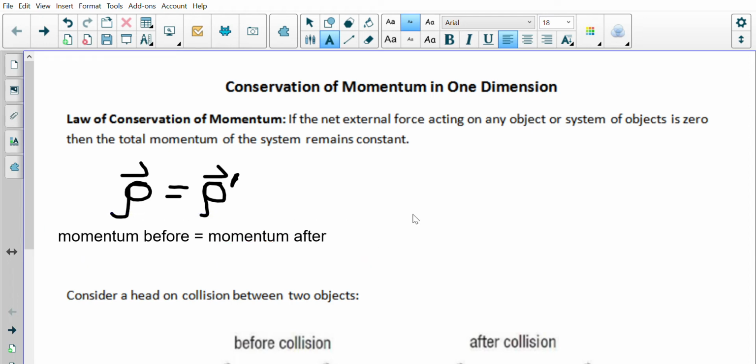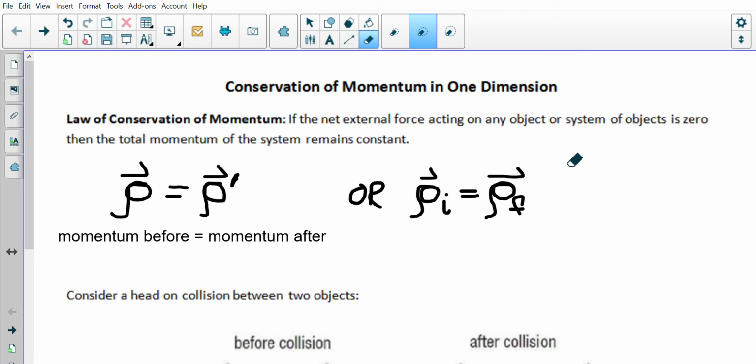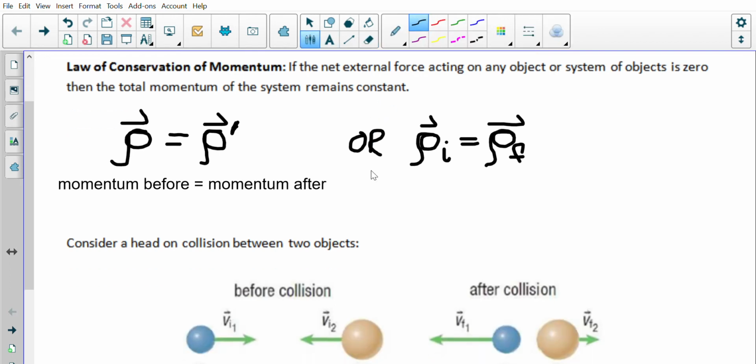Now this could also look, because we're going to deal with a lot of subscripts and different variables, you could also have something like this where your rho initial is equal to your rho final momentum. It's another way you could do the notation. There are several different notations for it. Now, like I said, we're going to deal with collisions.